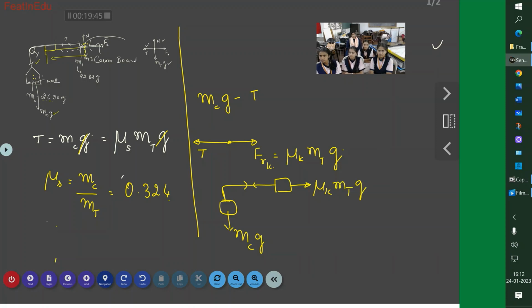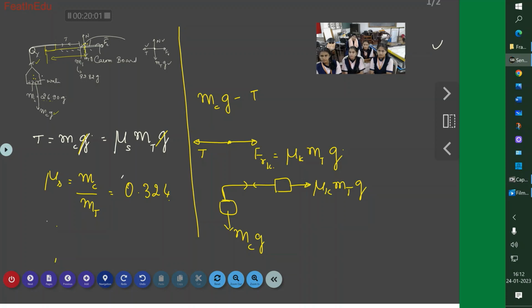So what is the net force on the system? It is accelerating. What is the net force? This force minus this force. You don't see this board, but you saw what happened yesterday.